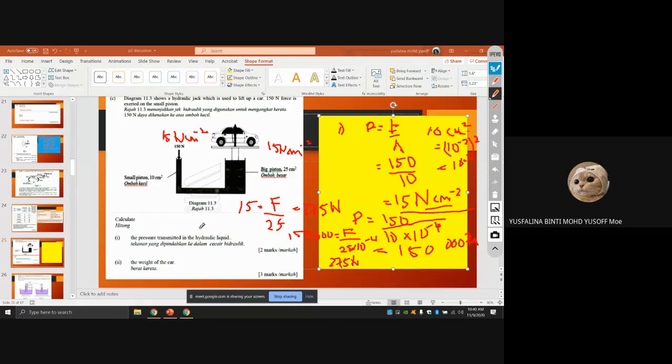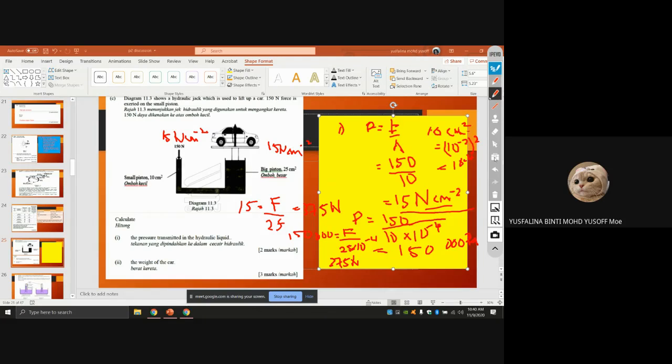But let's say the answer is required in Pascal. For example, in paper 1 the answer is in Pascal, so you have to change. But in paper 2, if you don't want to use Pascal because you feel it is hard to change the prefix first, you have to remember the unit you use is N cm^-2, don't use Pascal. If you want to use Pascal, you have to change it first.